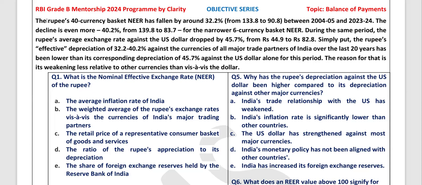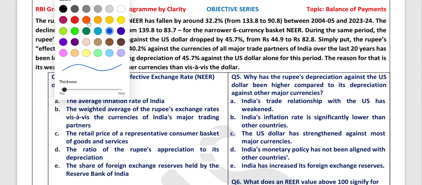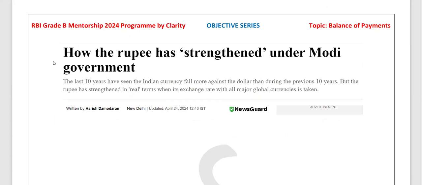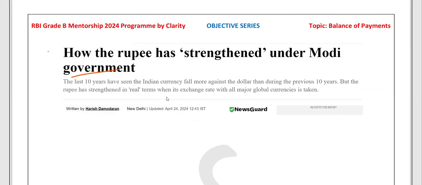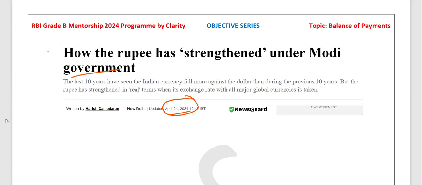So the paragraph that you see on the screen is taken from a recent news article. The article was how the rupee has strengthened under Modi government. This article was published on 24th of April 2024. So let's discuss the terms associated with balance of payments.